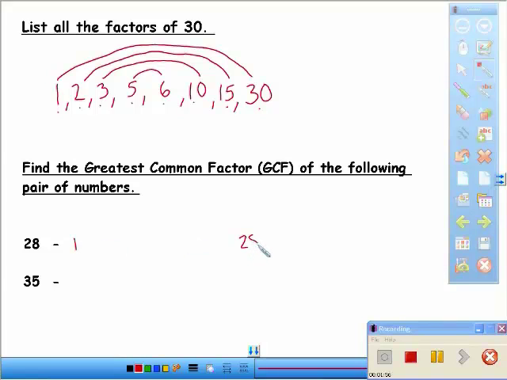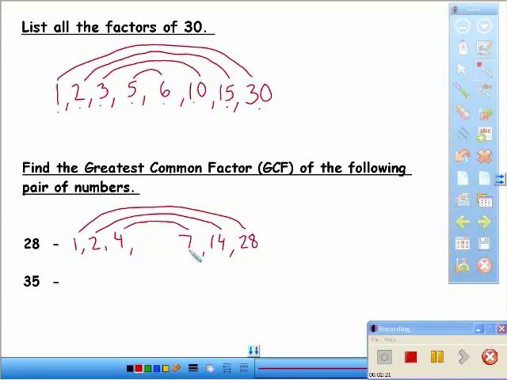So for example, we'll start off with the easy one, like we did up top. 1 times 28. Is it an even number? It is. So we know it's going to be 2 times what? 2 times what is 28? 14. What about 3? Does 3 go into 28? Nope, but 4 does. 4 times what? 4 times 7 equals 28. So there are the factors of 28. 1, 2, 4, 7, 14, and 28.